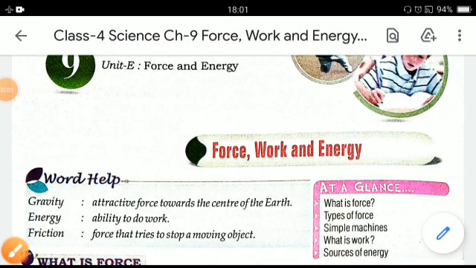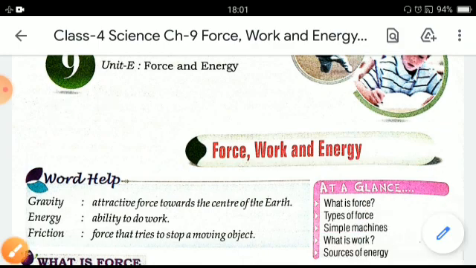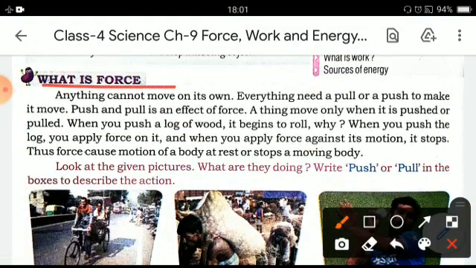And today we will read chapter 9, that is force, work and energy. Let's read now what is force. Anything cannot move on its own and everything needs push or pull to make it move. Push and pull is an effect of force, and a thing moves only when it is pushed or pulled.